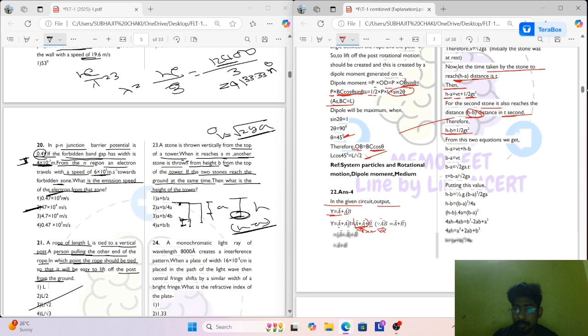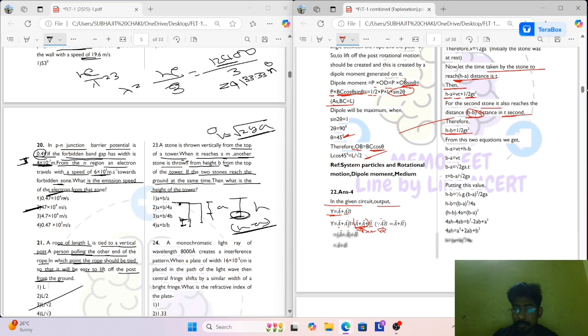So that means g will cancel out, right? We will get (h minus b) minus (b minus a) whole square divided by 4a. So multiply this, all you will get is (h minus b) into 4a equals (b minus a) whole square, and you know one formula is there, b square minus 2ab plus a square.